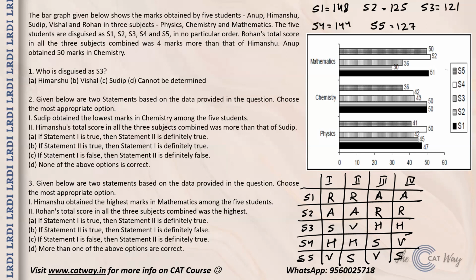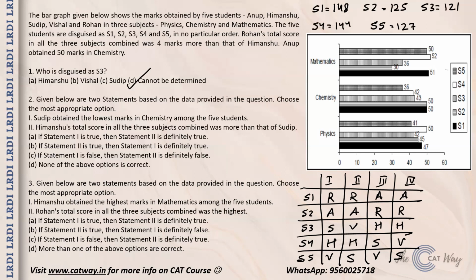Now the first question is, who is disguised as S3? So S3 in 2 cases, Himanshu is S3, in one case Sudeep and in one case Vishal. So nothing can be said concretely about who is S3, right? So that is the reason the correct answer for this question is option D, cannot be determined.